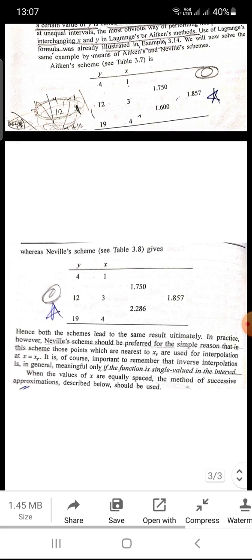When the values of x are equally spaced, the method of successive approximation should be used. This method of successive approximation we will discuss later. Thank you.